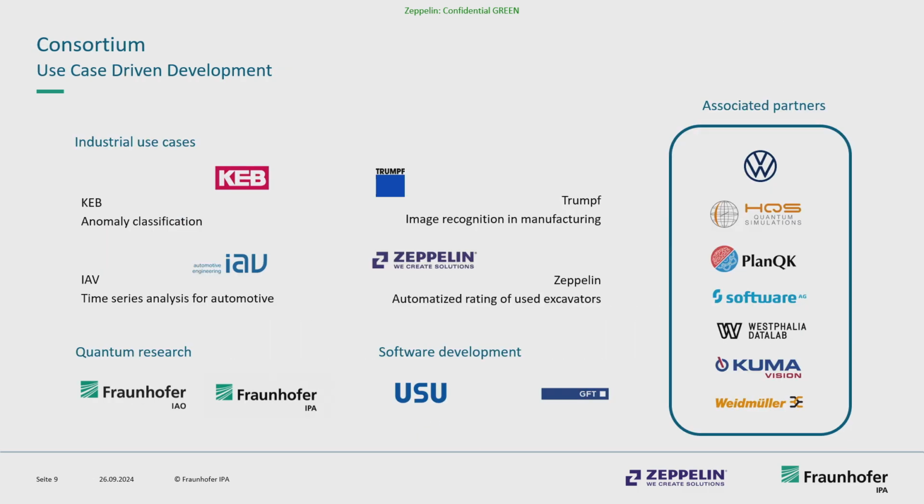When I say we, then I mean we're a consortium of different partners. We have several industrial use case partners, KIB, ERV, Trumpf, and Zeppelin, who will speak to you later. And then we have software development partners with UNGFT and two Fraunhofer institutes, IAO and IPA, where I'm from.